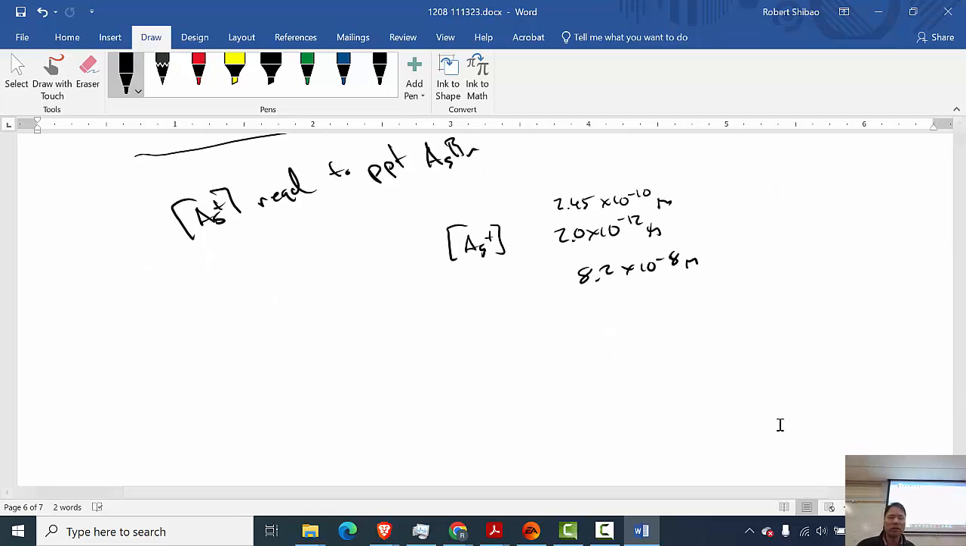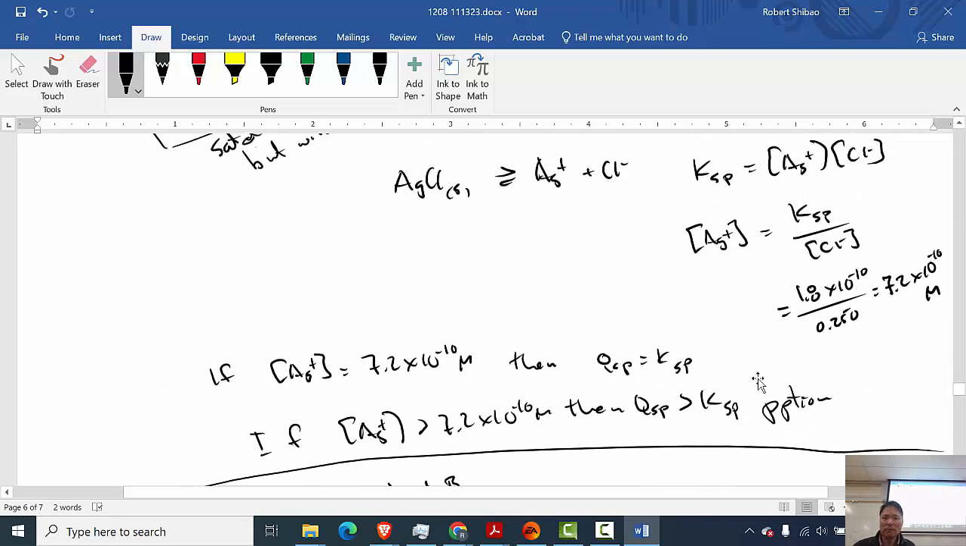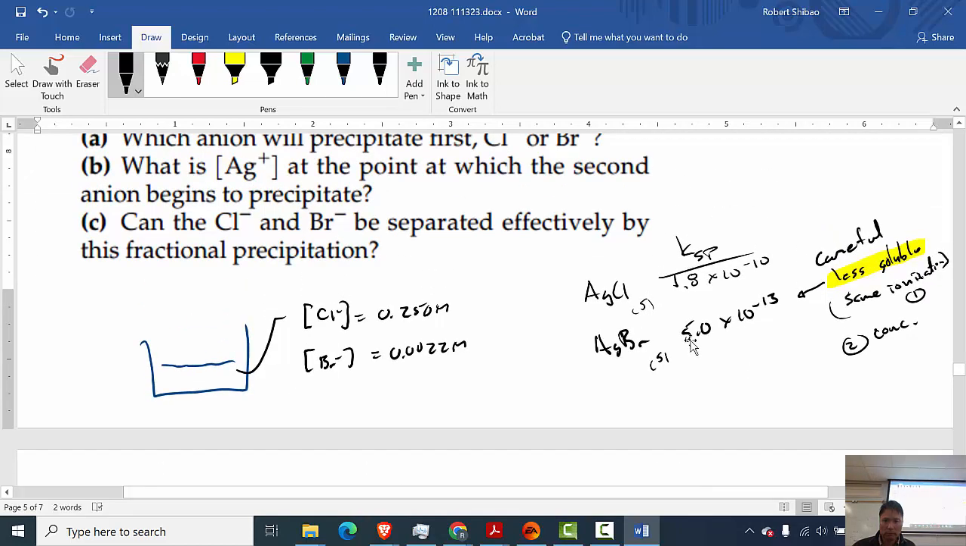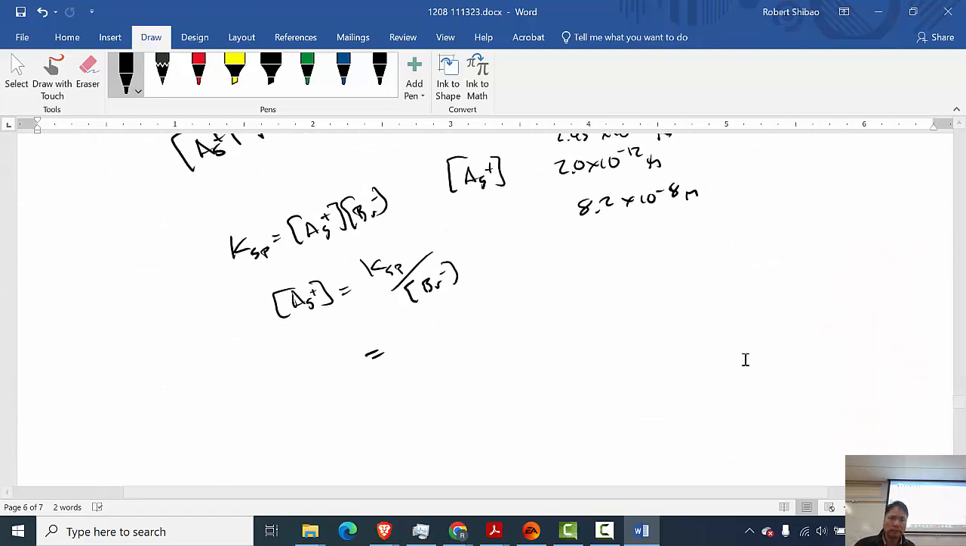All right, so let's see. I'll try this one. And so we know that KSP is equal to the silver ion concentration times the bromide ion concentration. So we want this to equal the QSP. So the silver ion concentration for saturated is just going to be the KSP divided by the bromide ion concentration. And the KSP for silver bromide, 5.0 times 10 to the negative 13.